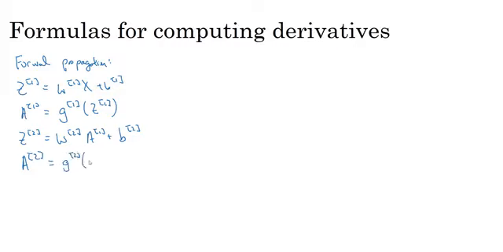A2 is equal to g2 of Z2. But again, for now, if we assume you're doing binary classification, then this activation function really should be the sigmoid function. So I can just fill that in here. So that's the forward propagation, or the left to right forward computation for your neural network. Next, let's compute the derivatives.